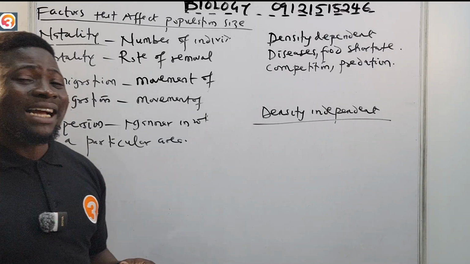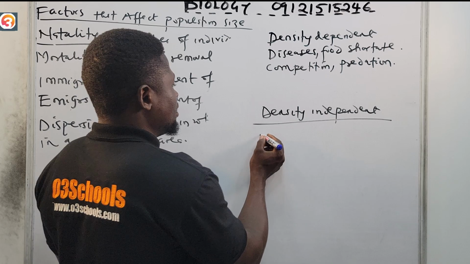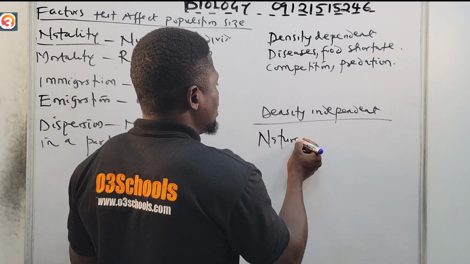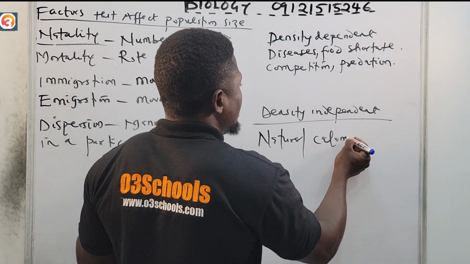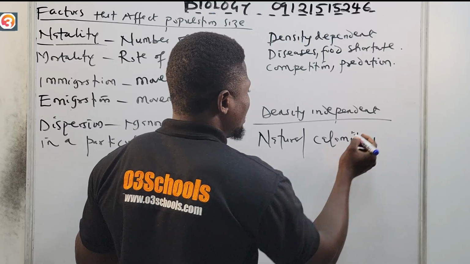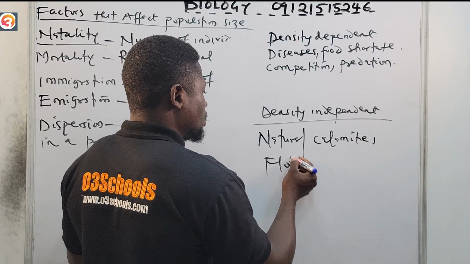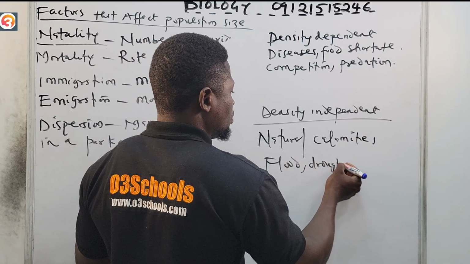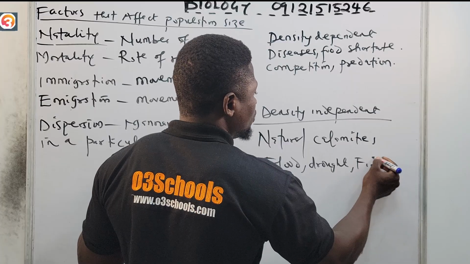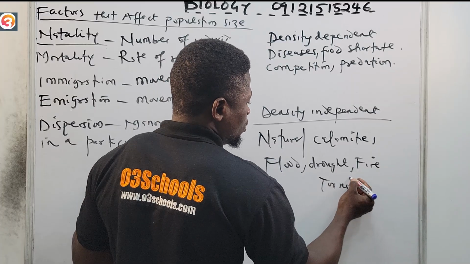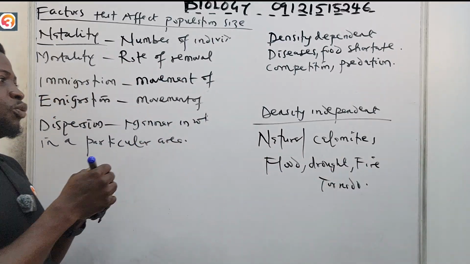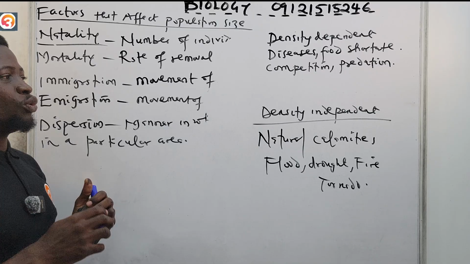Now we also have density independent factors. These ones are due to natural calamities. You know them now: flood, drought, fire, tornado. These ones we call density independent factors.